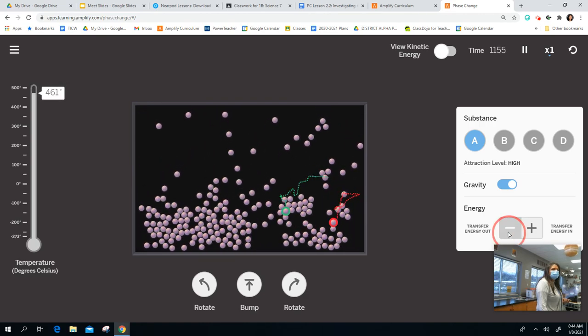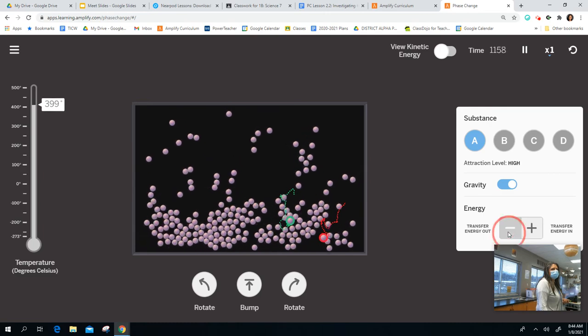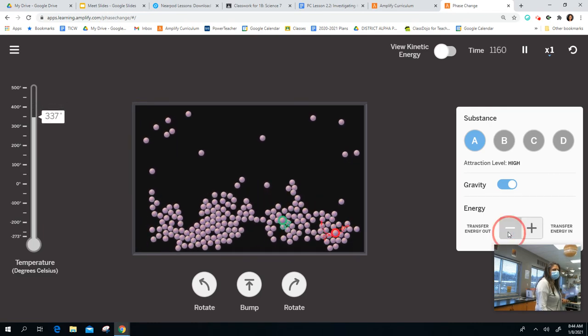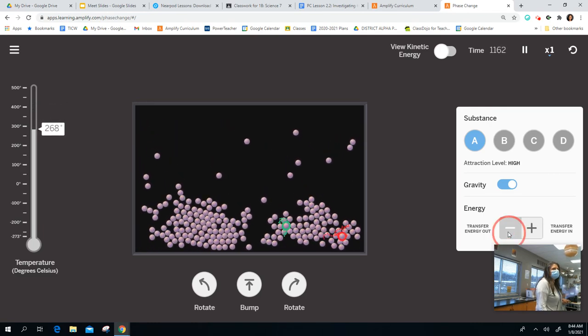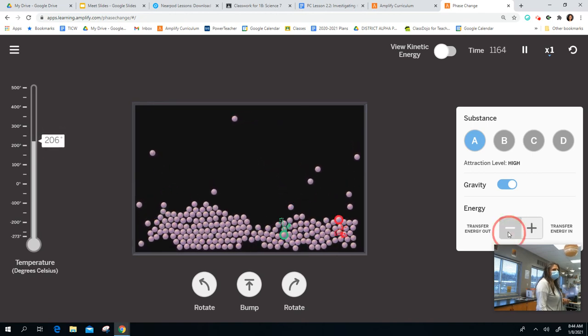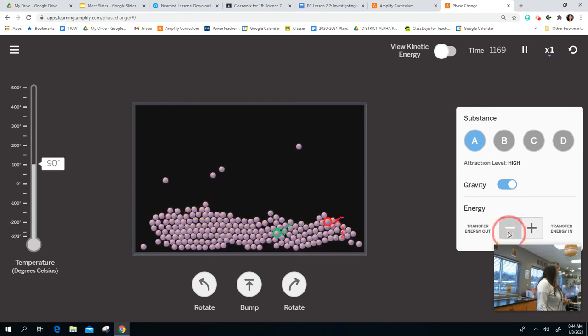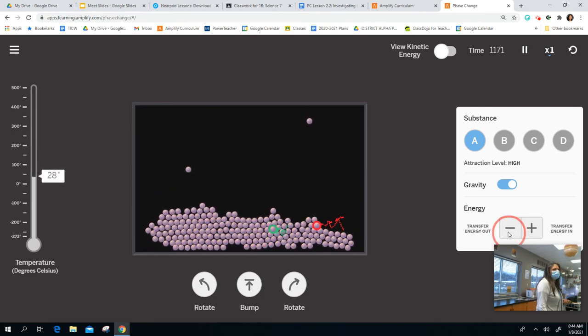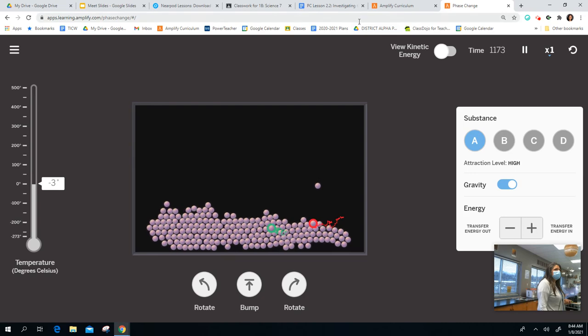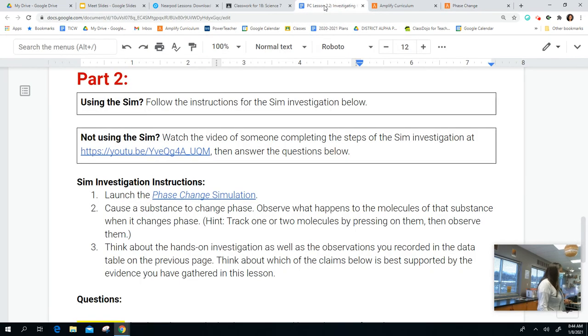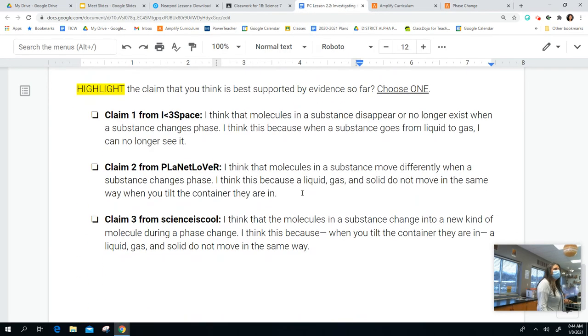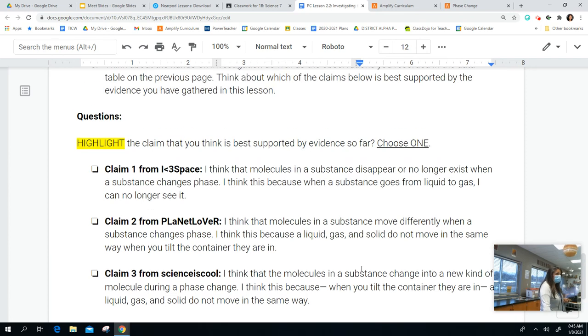If you need to, you can decrease the energy again and watch those molecules. Are they disappearing? Are they changing into something new? Or are they just changing the way that they move? Once you feel like you know the answer to that, then you're going to highlight the claim that you believe to be true. Claim 1, claim 2, claim 3, and turn it in.